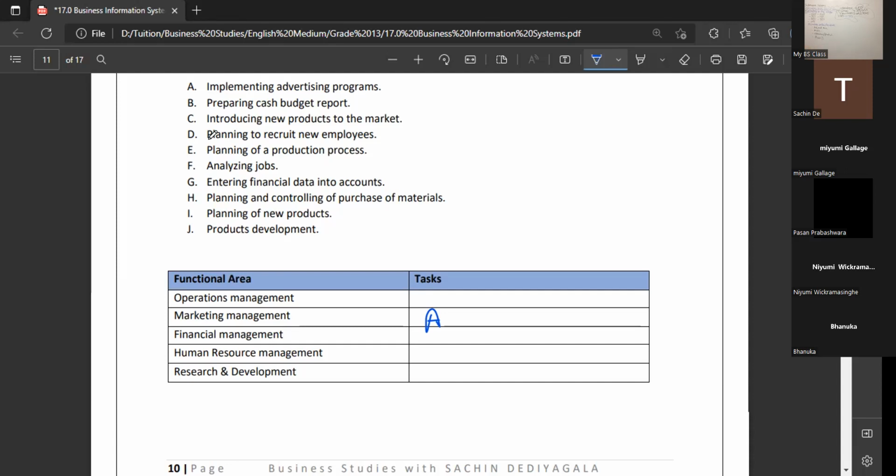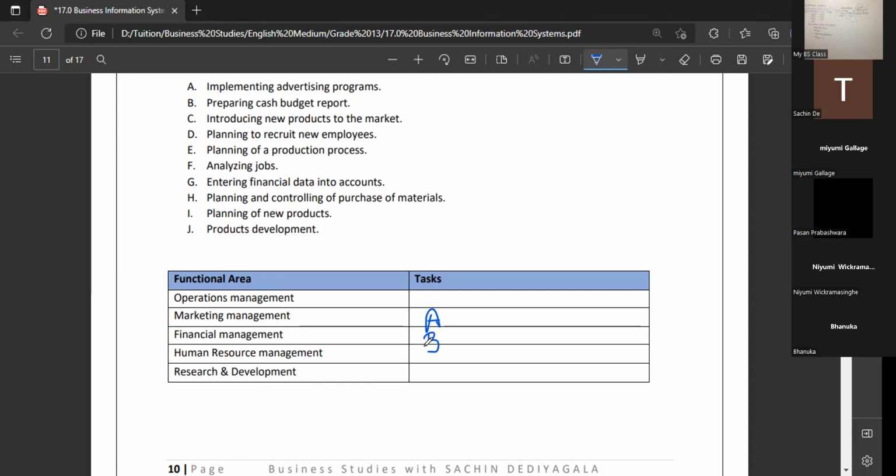No, guys, I don't think it will take much time. Anyway, I randomly wrote A under marketing, but yes, it's right. Implementing advertising programs comes under marketing. What about B, preparing cash budget report? It's something for finance and accounting, the financial management function. So B comes under financial management.